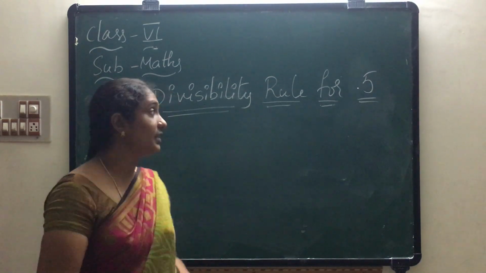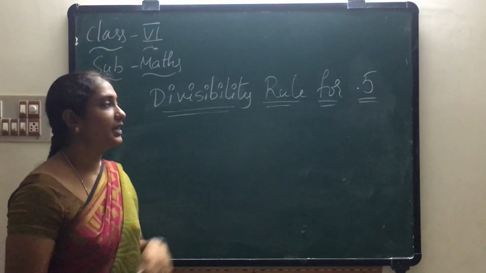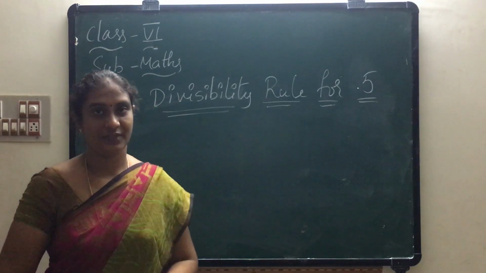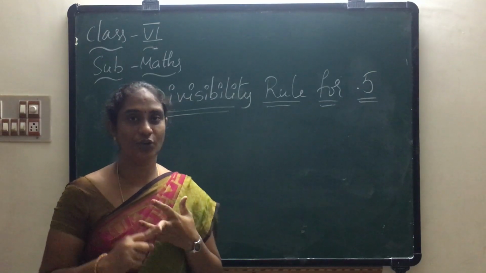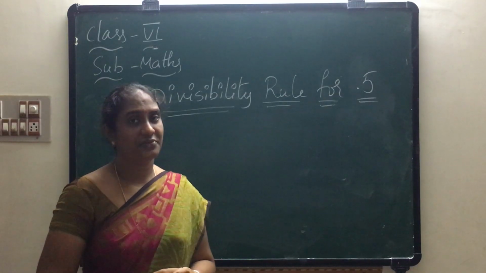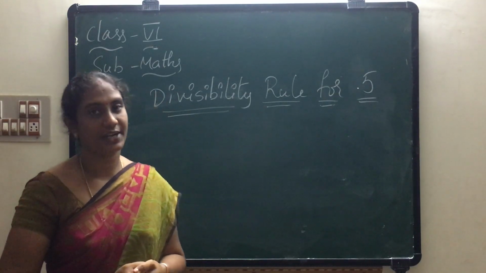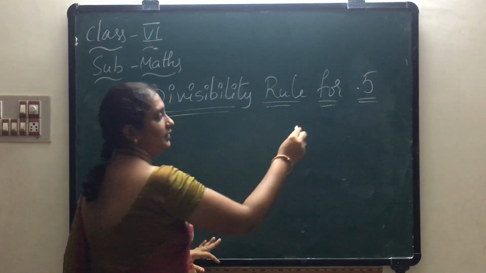Good morning, children. The next one is divisibility rule for 5. In the last class, you have learned about the 2 table, 3 table, and 4 table. Now I am telling about the 5 table. Okay, children, for the 5 table also the same process like 2 only. Now, once all of you write the 5 table.